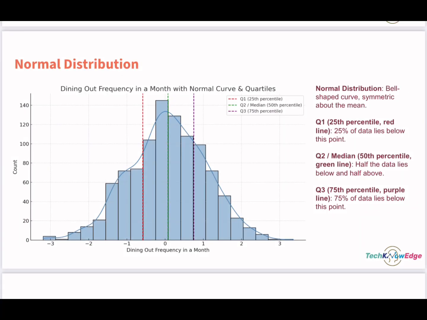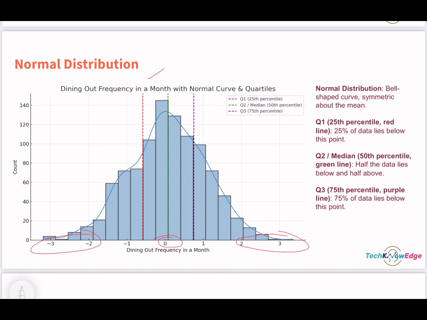Alright, let's take a quick look at this chart. It shows how often people go out to eat in a month. Now, this curve you see here, that's called a normal distribution. It's basically a bell-shaped curve that's nice and symmetrical. Most people fall somewhere in the middle, and only a few are out at the extremes.